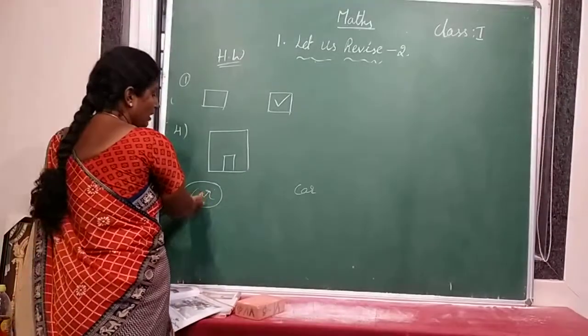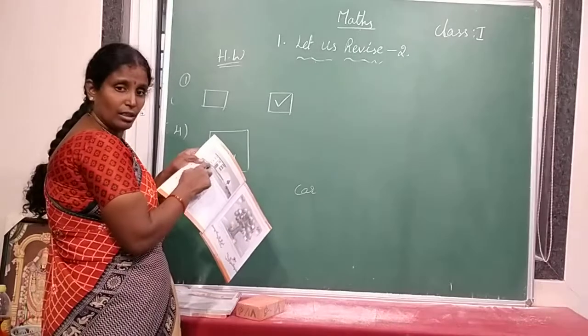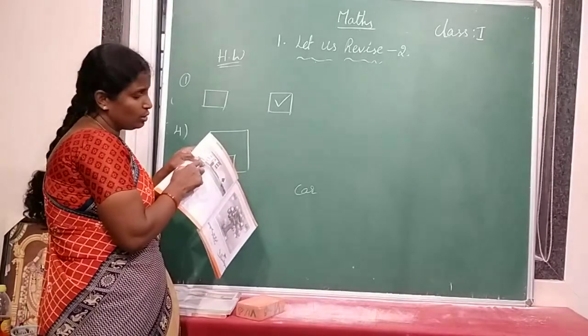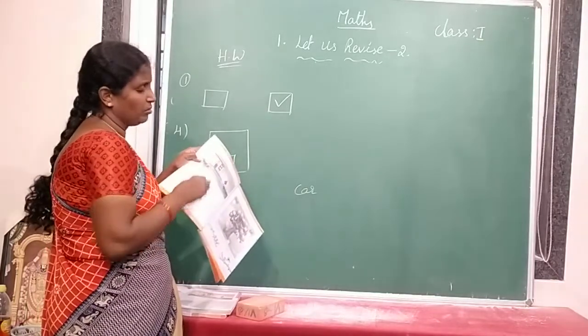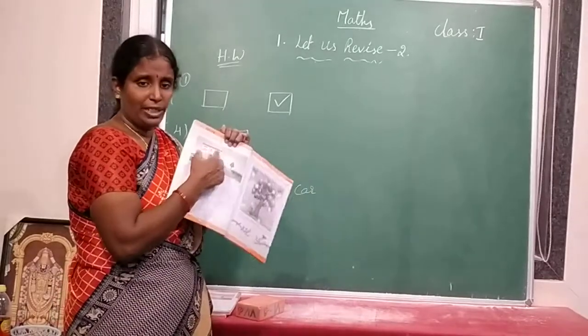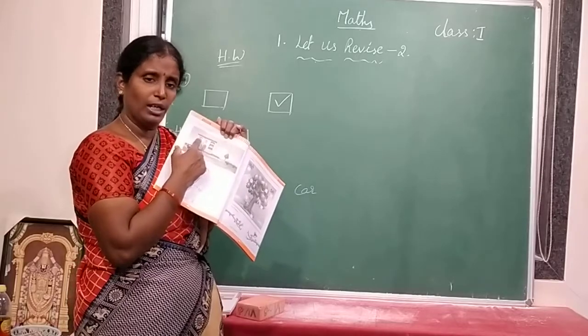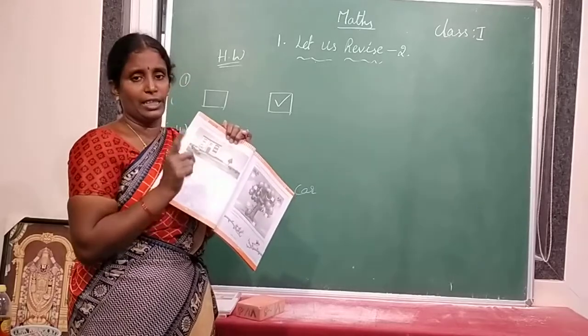So don't write car. Already car shape is there. Car figure is given. So you have to circle this figure like this. Understood? This is previous day's homework. Everybody has to check your homework. If any mistake is there, means correct it.